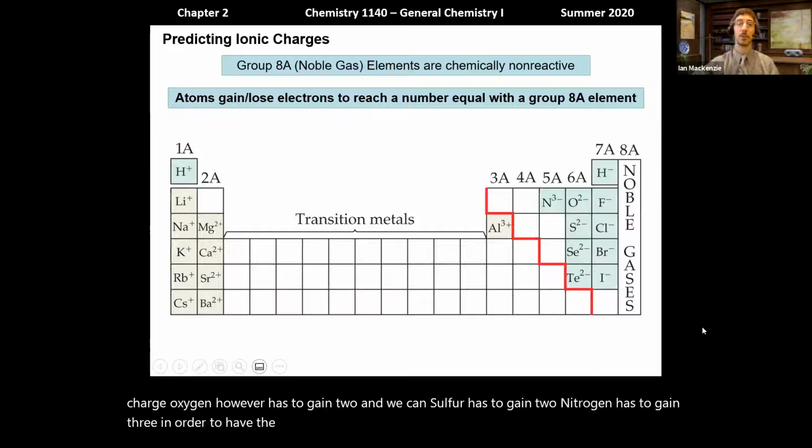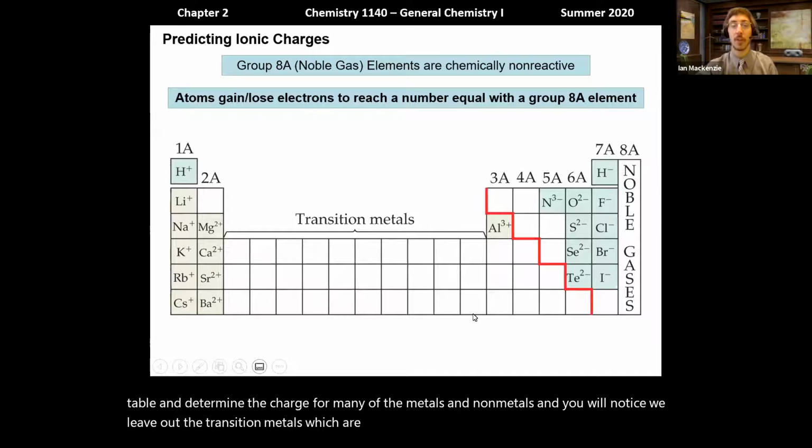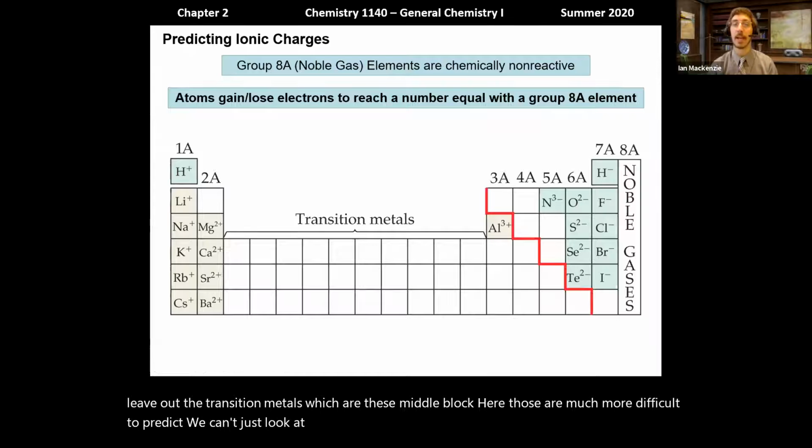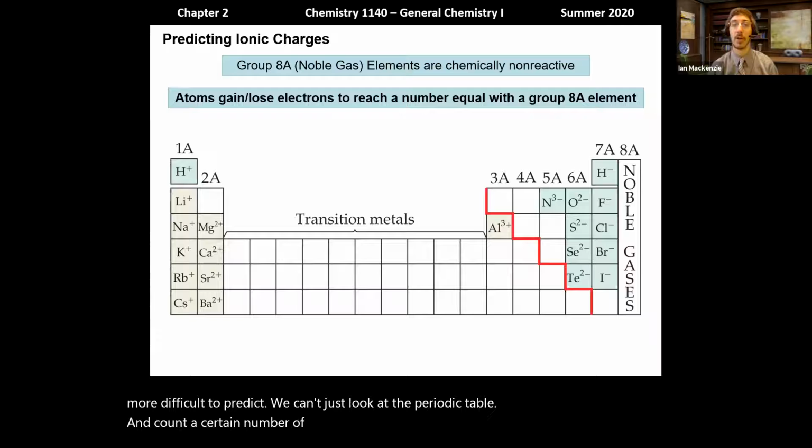And so based off this, we can just look at the periodic table and determine the charge for many of the metals and nonmetals. Now you will notice we leave out the transition metals, which are this middle block here. Those are much more difficult to predict. We can't just look at the periodic table and count a certain number of electrons from there. And so we don't include them in this way.